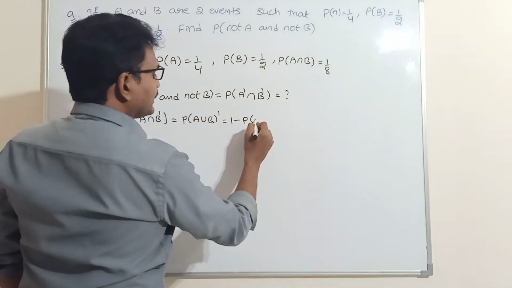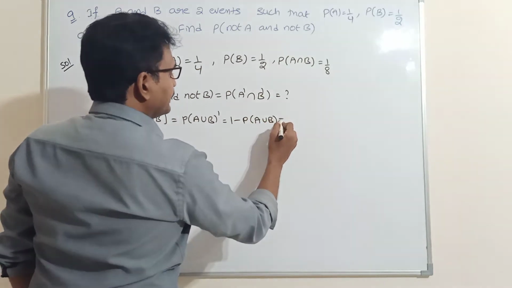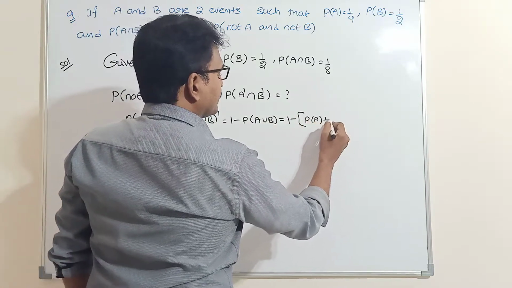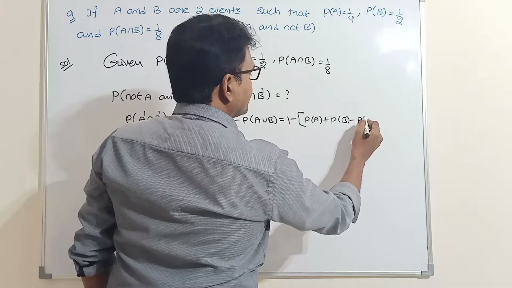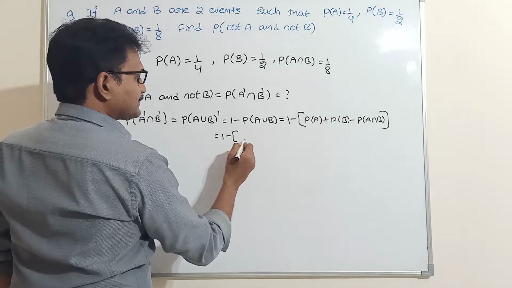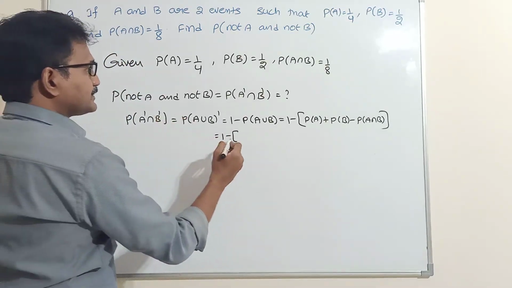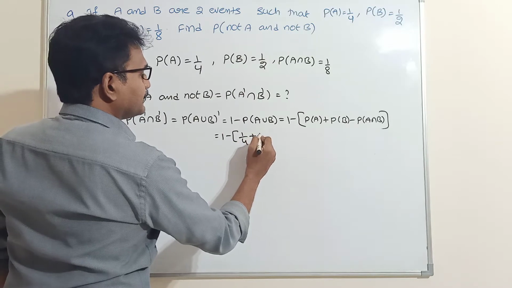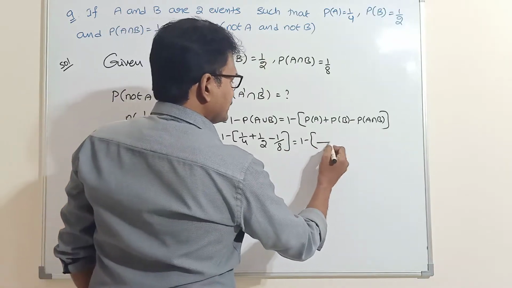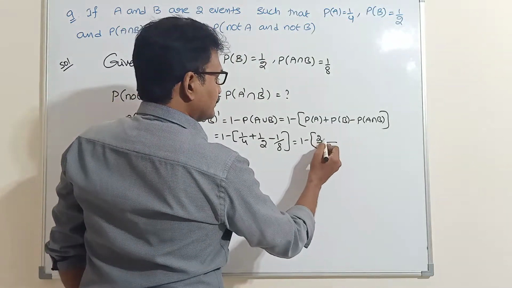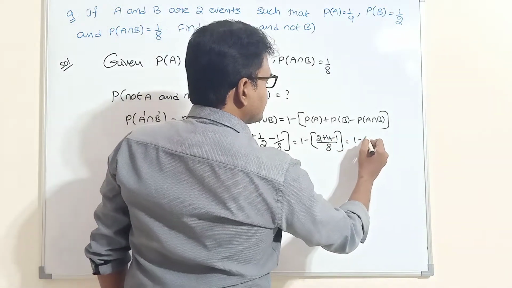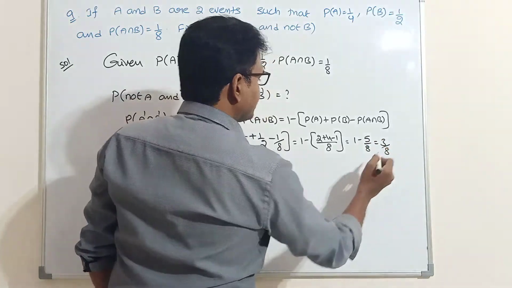A dash intersection B dash formula is A union B whole dash. This is also equal to 1 minus P of A union B. 1 minus P of A union B means P of A plus P of B minus P of A intersection B. So 1 minus, P of A is 1 by 4, P of B value is 1 by 2, minus 1 by 8. 1 minus, LCM is 8, 2 plus 4 minus 1. 6 minus 1, 5. 1 minus 5 by 8. So the answer is 3 by 8.